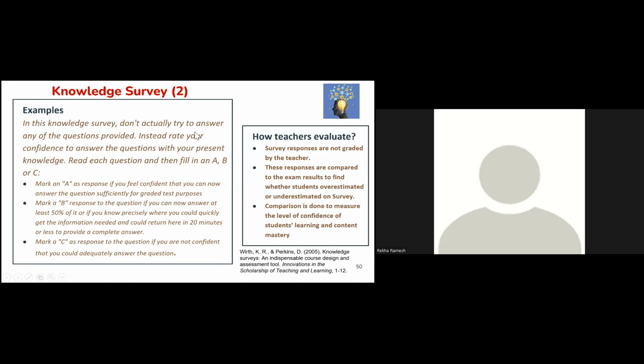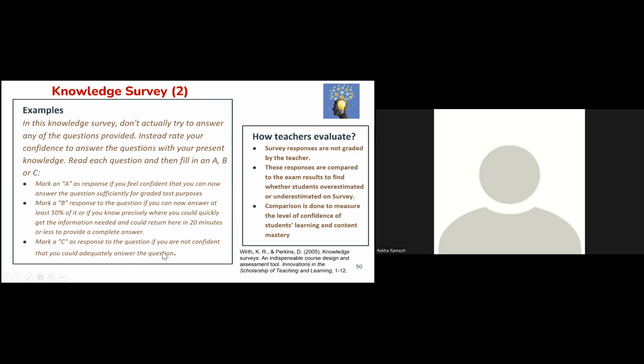So in this knowledge survey, don't actually try to answer any of the questions provided. Instead, rate your confidence to answer the questions with your present knowledge. Read each question and then fill in A, B, or C. Mark an A response if you feel confident that you can now answer the question sufficiently for graded test purposes. Mark a B response if you can now answer at least 50% of it, and if you know precisely where you could quickly get the information needed and could return here in 20 minutes or less to provide a complete answer.